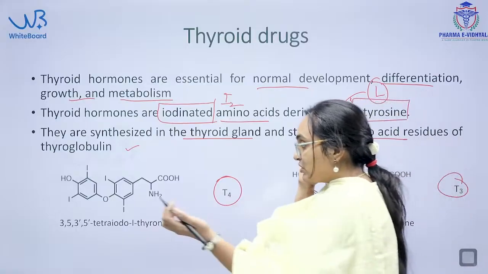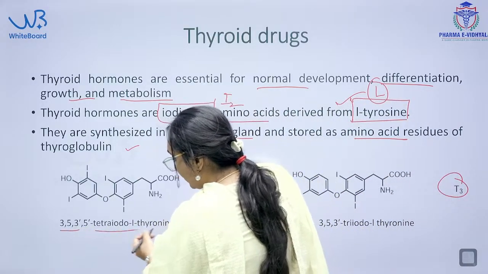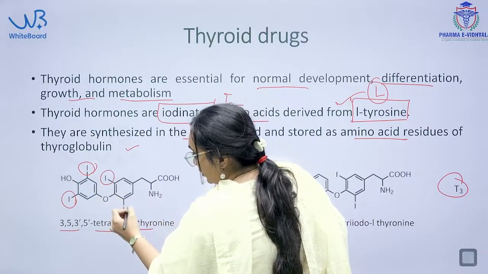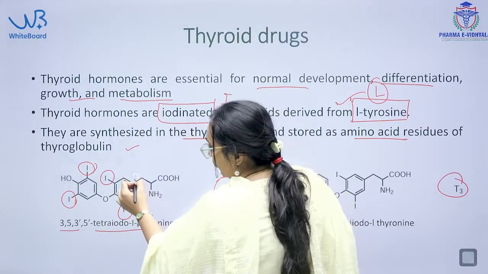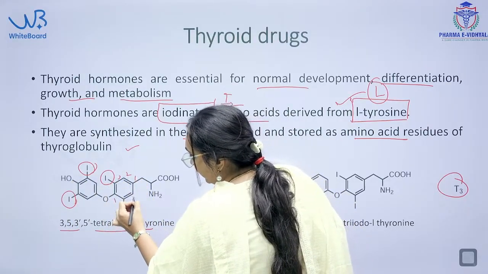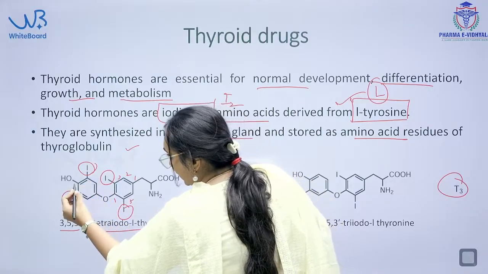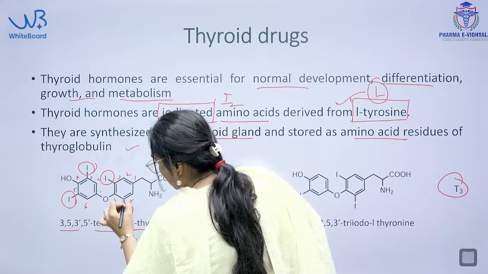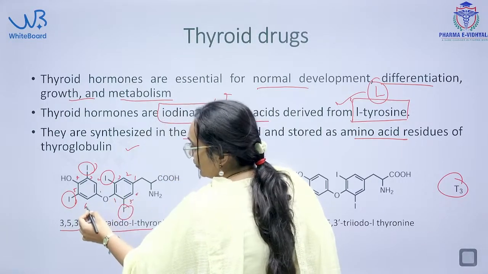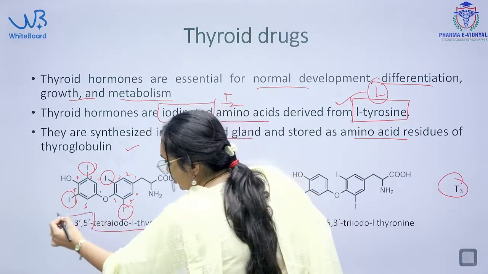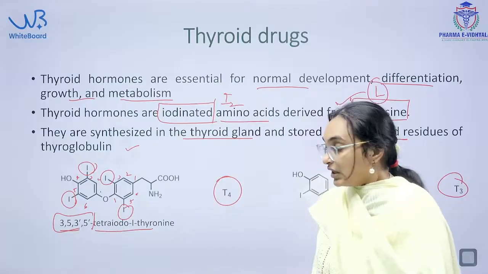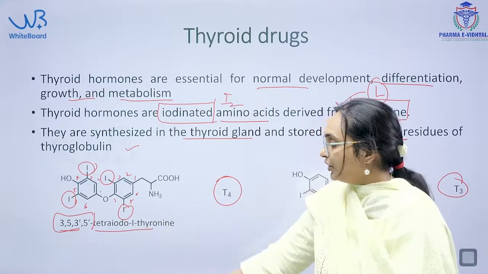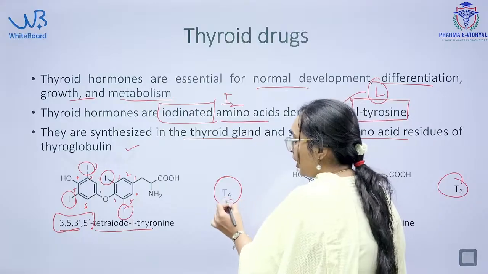If you see the structure, 3,5,3',5'-tetraiodo. So, what is the position of iodines? 3 and 5. Counting 1, 2, 3, 4, 5, 6. So, here 3 and 5. The positions of iodines are 3, 5, 3 dash, 5 dash. Tetraiodothyronine: tetraiodo, 4 iodines.